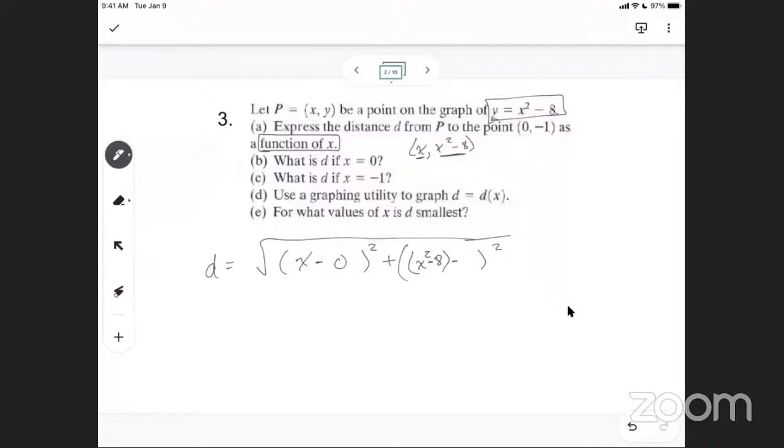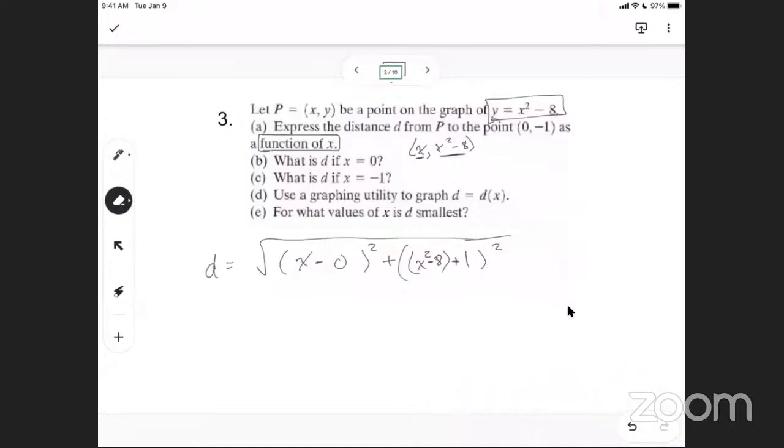minus -1, which is +1. Let me just check to make sure, now I'm thinking about it, what the distance formula is. The distance formula is x1 minus x2 squared plus y1 minus y2 squared, right? I'm doing that right, correct? I'm just having a little bit of a moment to make sure, since I haven't done this in a year or so. Yeah, so that's it.